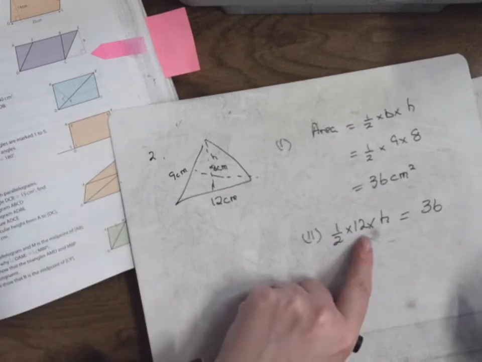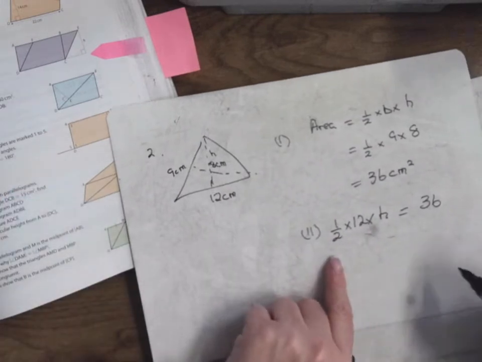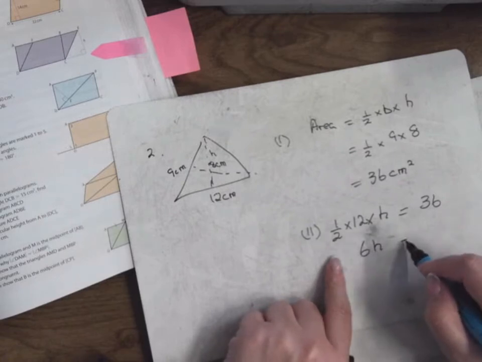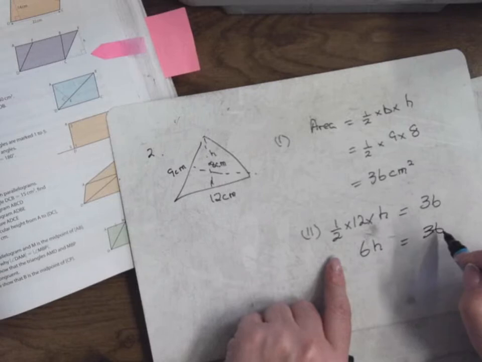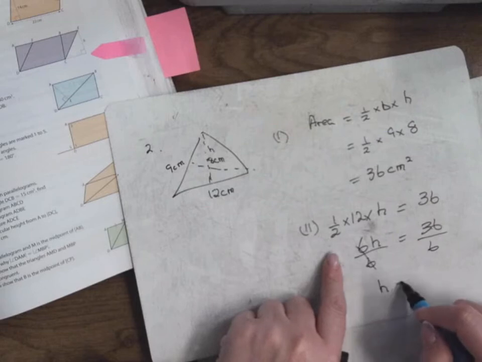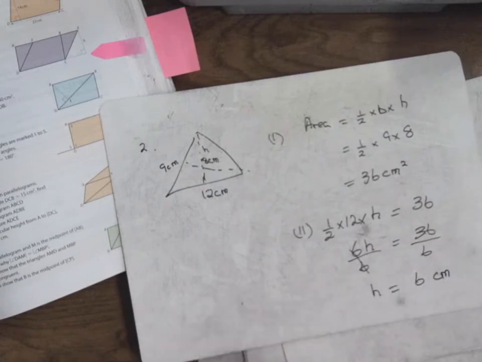A half multiplied by 12 in the calculator, you get 6. So 6 by h is 6h equals 36. There's a 6 stuck to the h, so divide each side by 6 and you get h is equal to 6, and it's a height, so it's in centimeters. Is that right? Okay.